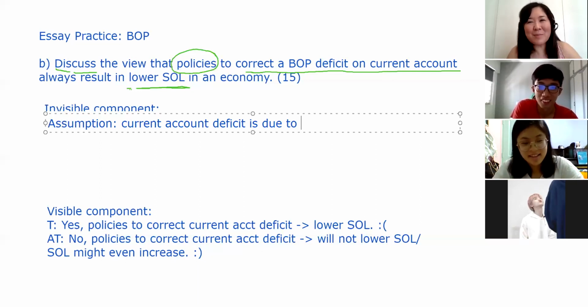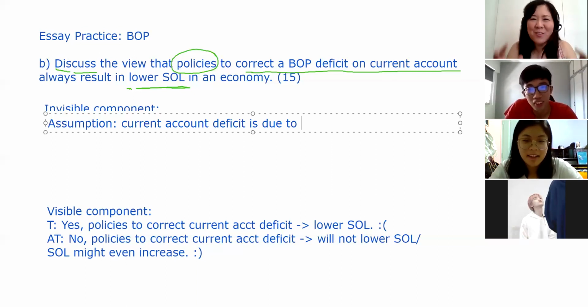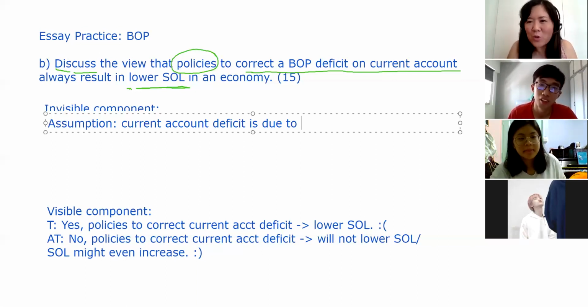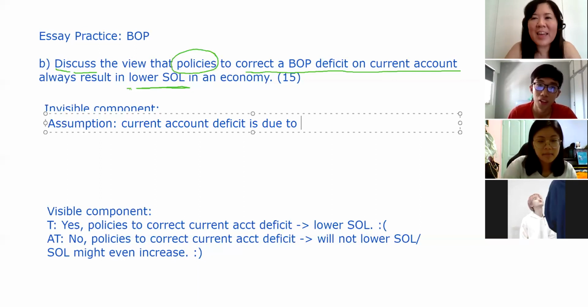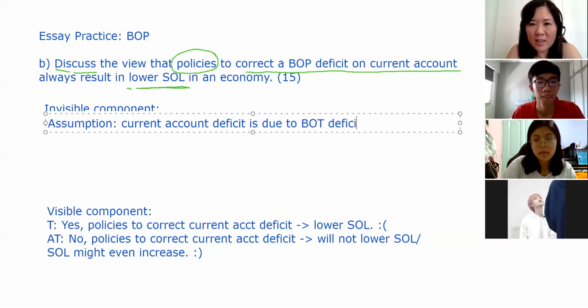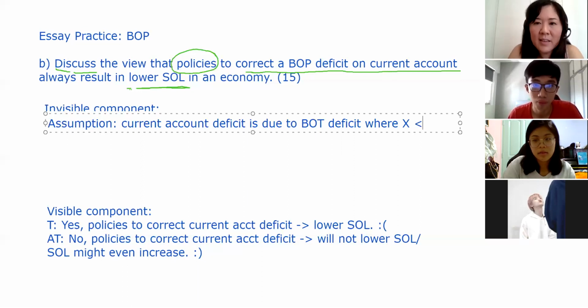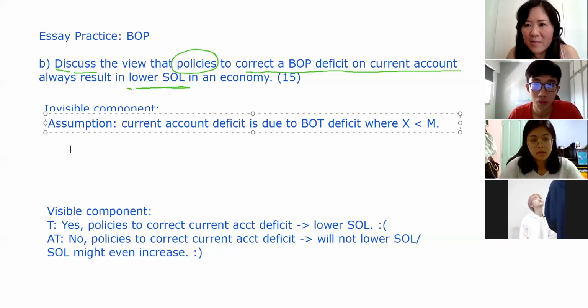Then Winston may be thinking, if I don't bring in this BOT, is it okay or not? Not to say not okay, but since you know it, you may as well put it in to show off whatever you know. Don't keep it to yourself. So current account deficit, we are assuming, is due to a BOT deficit, where export revenue is lesser than import expenditure. Understand? Okay. All right.